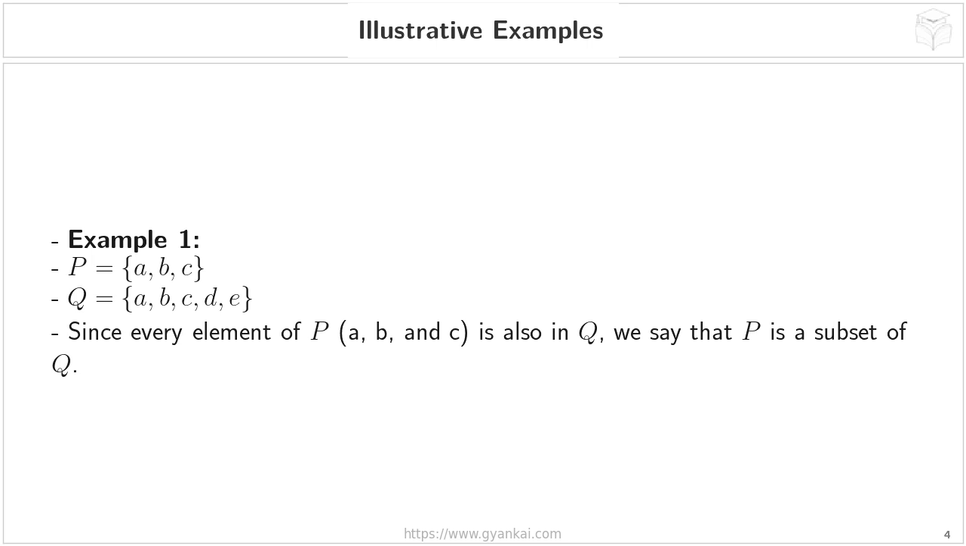Since every single element of set P, that's A, B, and C, is also found within set Q, we can confidently say that P is a subset of Q. We'll be looking at cases where this isn't true in the following examples, so pay close attention to how this works. This example demonstrates the core idea of what constitutes a subset.